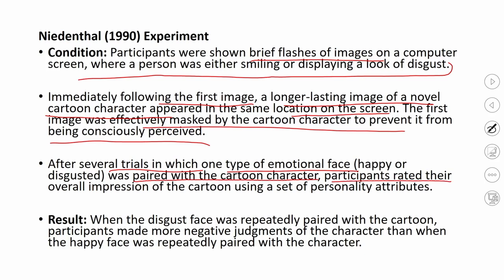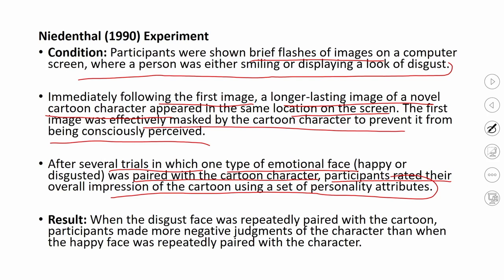Participants rated their overall impression of the cartoon using a set of personality traits. The task was that they were supposed to evaluate the cartoon character in terms of certain traits. How do they evaluate this cartoon character with certain personality traits? They were asked, how do you judge this cartoon character? So that was the task given.